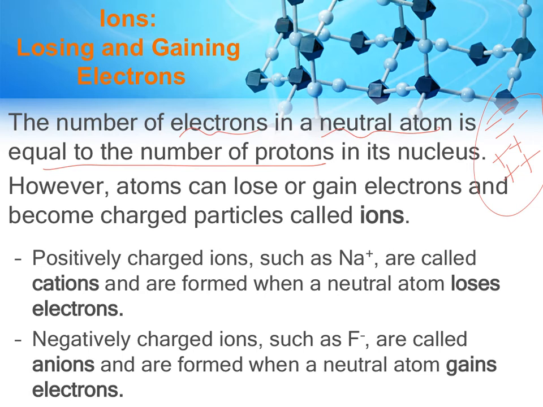However, atoms can gain or lose electrons, which if they gain an electron, they get an overall negative charge. If they lose an electron, because electrons are negatively charged, they have an overall positive charge. So charged particles are called ions, another important vocabulary word. If the ion is positively charged, it is called a cation. If it is negatively charged, it is called an anion.